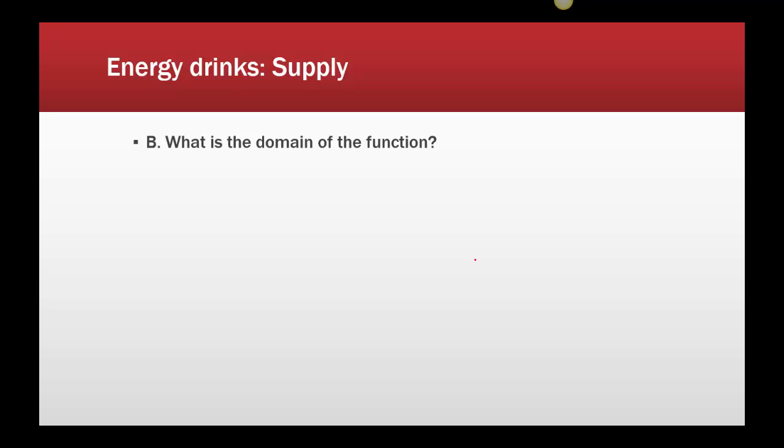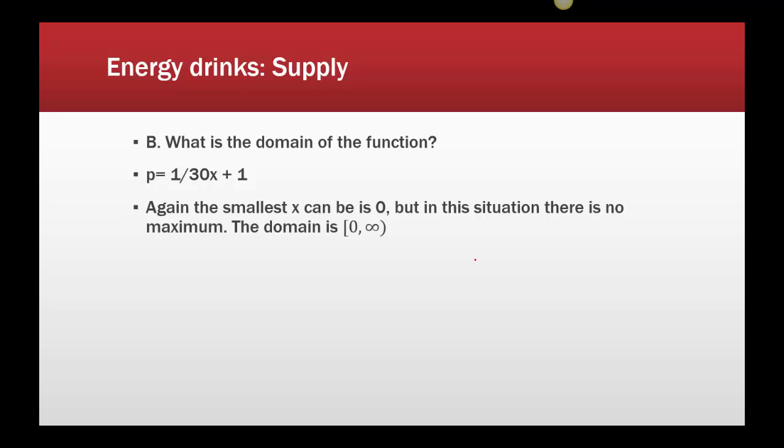Okay, domain. So let's go back to our function, 1 over 30x plus 1. Again, the smallest x can be is 0, right? I can't have a situation where I have less than 0 products. I could get into situations where there's information given in the problem that may make making 0 impossible. Maybe we have a contract that says, hey, we have to make at least 5 million or something. But in this scenario, we're saying, well, we could do nothing. We can make nothing. That'd be fine. So it would start at 0.